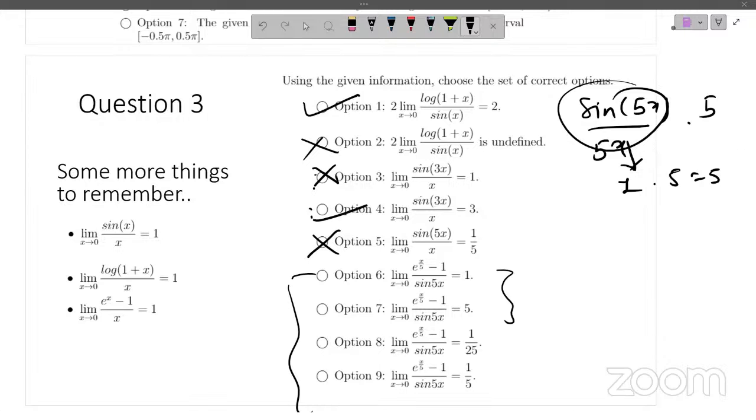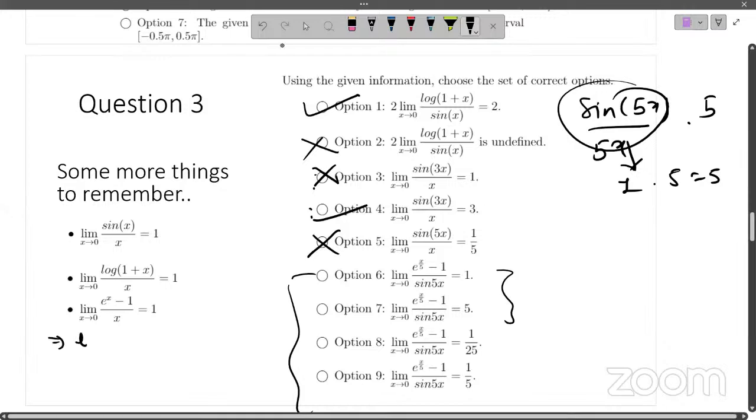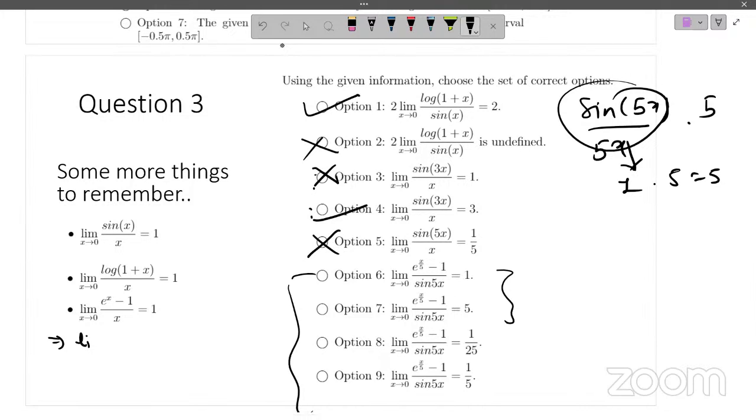Now you have this hint that the limit as x goes to 0 of (e to the power x minus 1) upon x is equal to 1. So we can simply replace x by x by 5. Since x goes to 0, x by 5 will also go to 0. And we have (e to the power x by 5 minus 1) upon x by 5 is equal to 1. This is given to us.